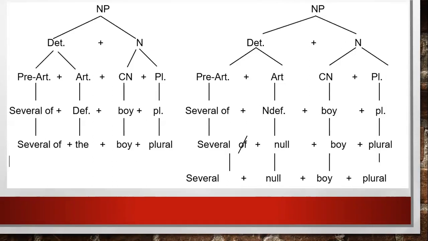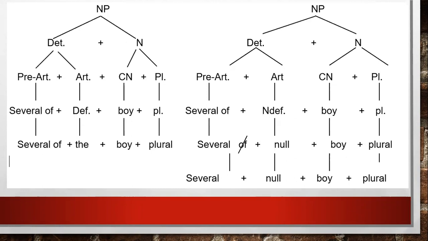What about the other one? We don't have of, we just have several. Several, no article, and then you have the boy in a plural form. So you have several boys. So you have the pre-article several. You have an article, but it's not written. Remember, it's not written. It doesn't mean that you don't have an article. You have an article, but it's not written. It's a null article. So you have the determiner, pre-article plus the article: pre-article several, the article non-defining because it's not written, and then you have the noun, that is boy, and you add the plural form s. Boys, several boys. So notice here the structure, the tree diagram of these two noun phrases.